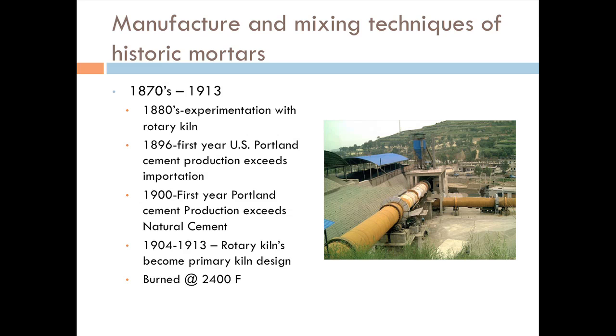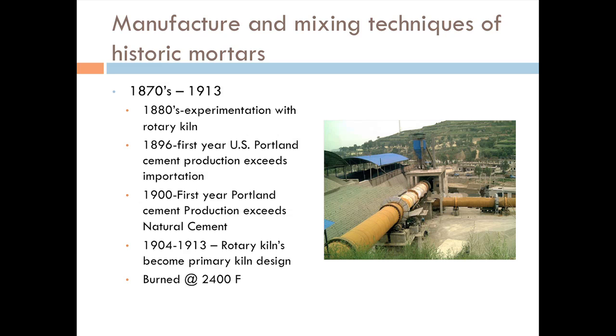For a long time, these imported Portland cements from Europe were the main competitor on the market because they were trusted and predictable. Only in 1896 was the first time that the United States actually exceeded this production, but it still didn't exceed natural cement. It took a couple more years for that to occur. So we have a bunch of different mortars being used, again primarily in these engineered systems.